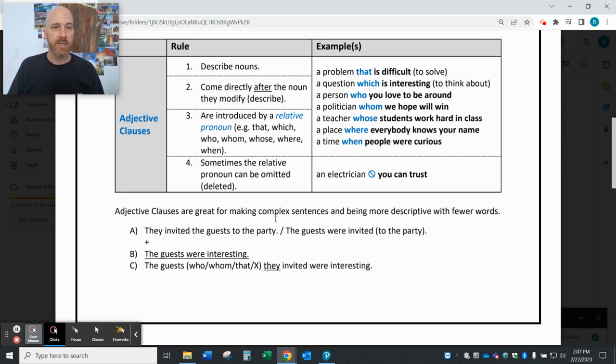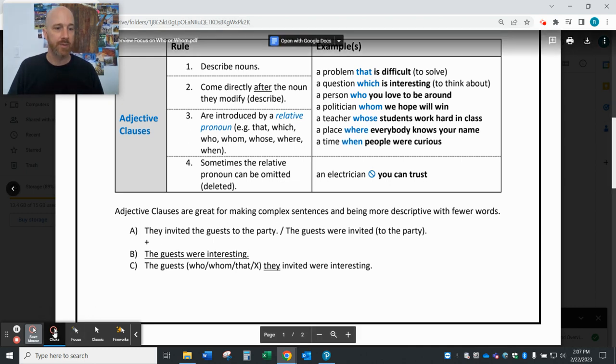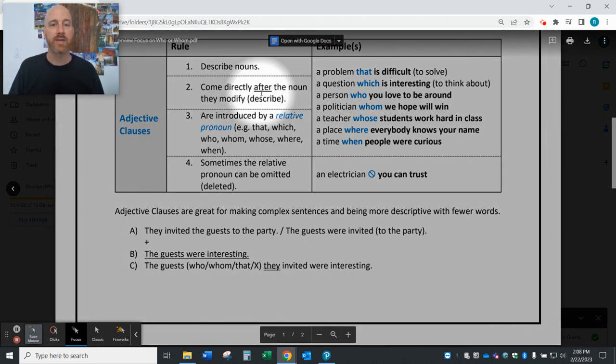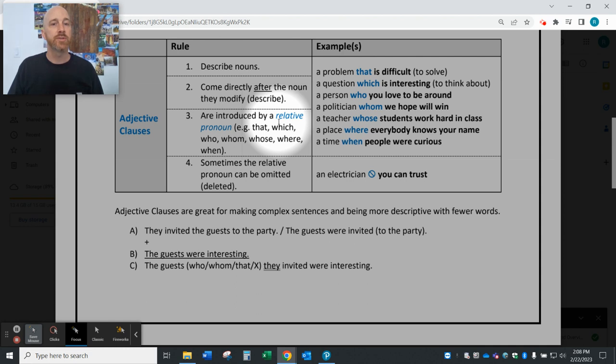An adjective clause also describes nouns. However, they come directly after the noun that they're modifying. An adjective clause is a group of words that includes a subject and a verb, and that is introduced with a relative pronoun. Relative pronouns are words such as that, which, who and whom, which are the words we're looking at closely today, and other words such as whose, where, and when.